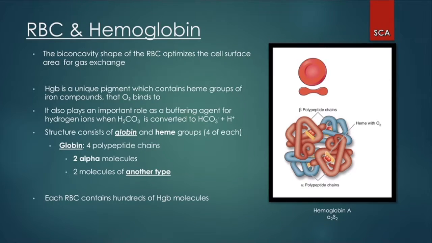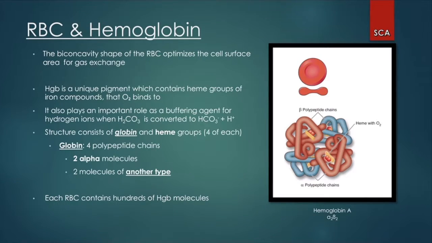It also helps with deformability in the capillary bed, so they can squish through there and get to the tissue to release oxygen, and then get back into the venous system and back to the heart. Hemoglobin is a unique pigment which contains heme groups of iron compounds that O2 binds to. It also plays an important role as a buffering agent for hydrogen ions when carbonic acid is converted to bicarb and a hydronium ion.